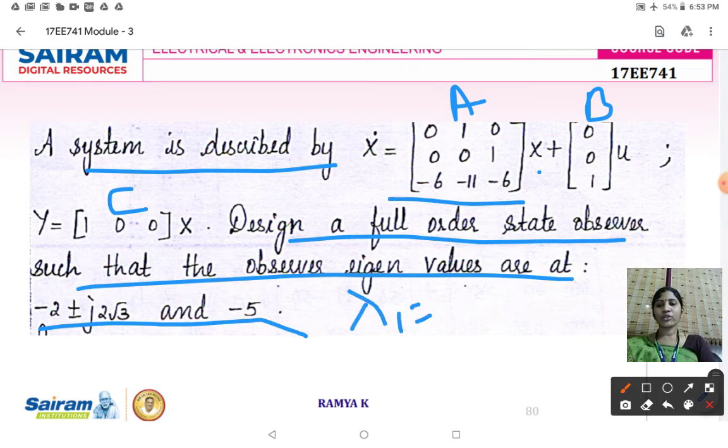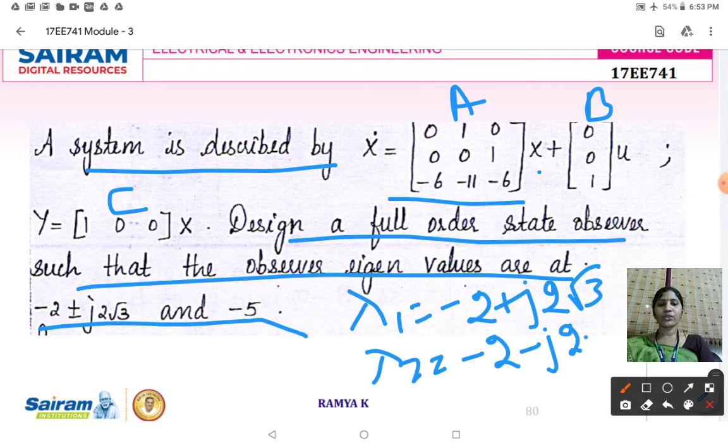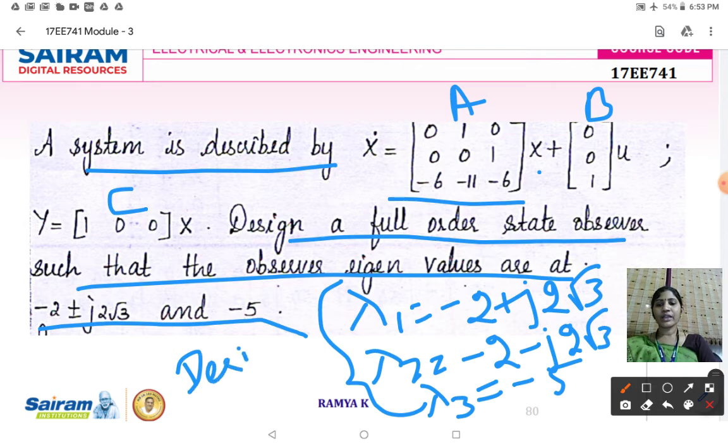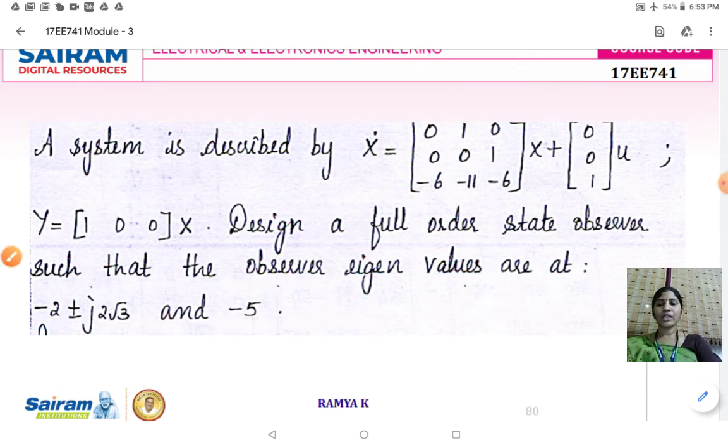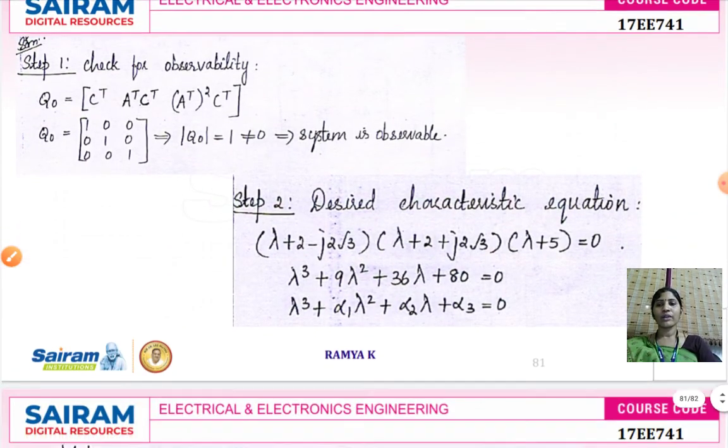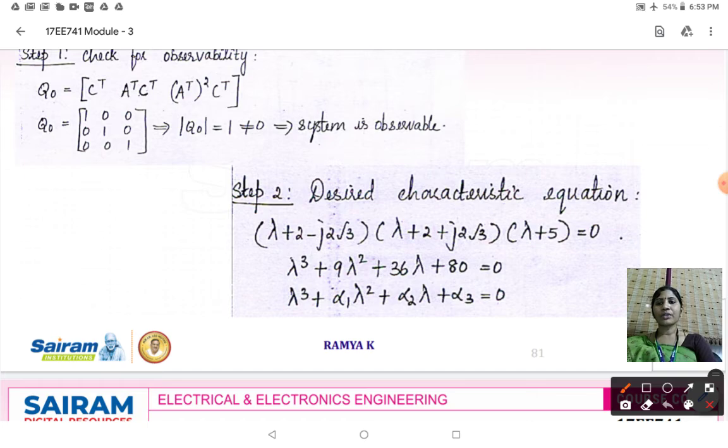The first root is going to be minus 2 plus j 2 root 3. Second root lambda 2 is equal to minus 2 minus j 2 root 3. And the third root is going to be lambda 3, which is equal to minus 5. So using all the 3 eigenvalues, you can identify the desired characteristics equation. The desired characteristics equation is identified with the given poles. First, to identify the state observer gain, we need to check whether the system is completely observable or not.